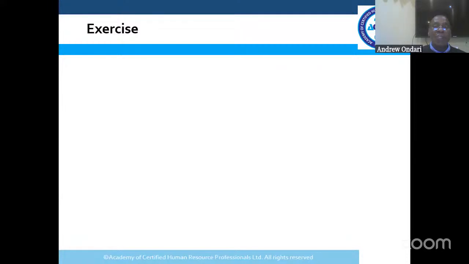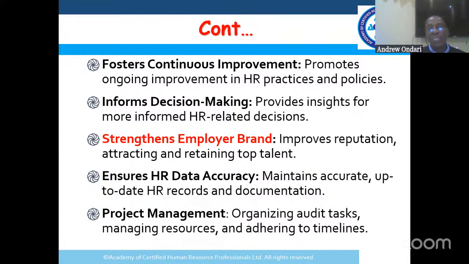I would have given you an exercise, but basically that is what I had prepared for this evening, touching on the foundations of HR. Particularly, we have looked at, one, the introduction to HR, two, the scope of HR, three, the functions of HR audit, and lastly, who can conduct the HR audit.